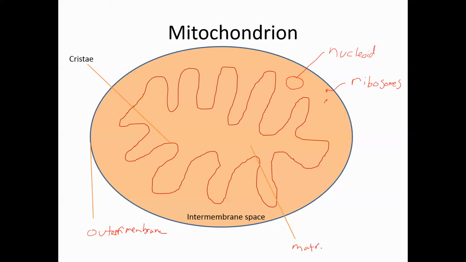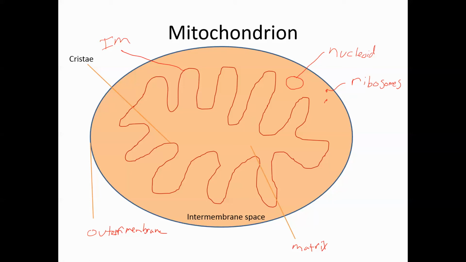So let me label all of these things. So that's the matrix. This membrane here is the inner membrane, which I'll abbreviate as IM. Inner membrane, outer membrane, matrix, and the space between is called the intermembrane space. That's the structure of a mitochondrion.